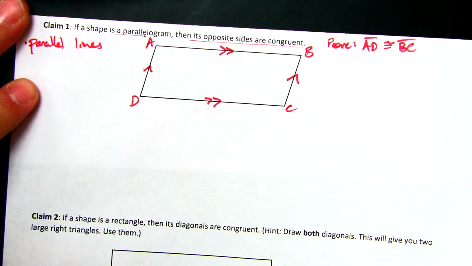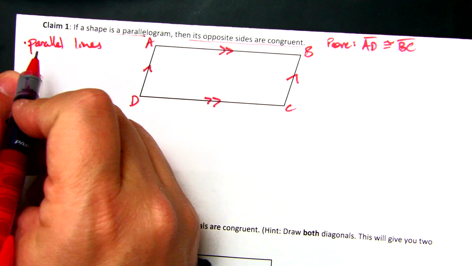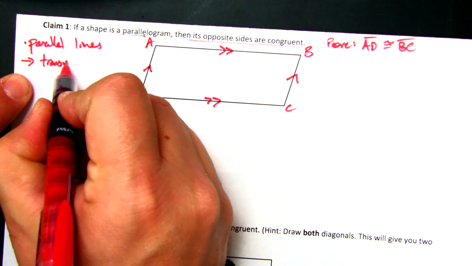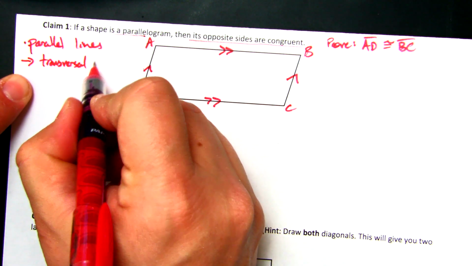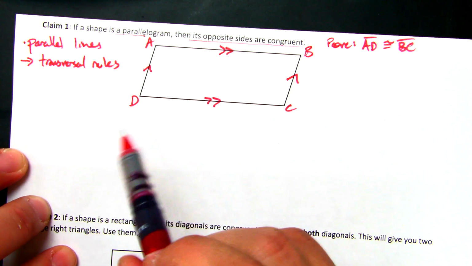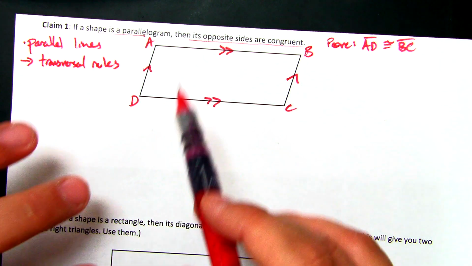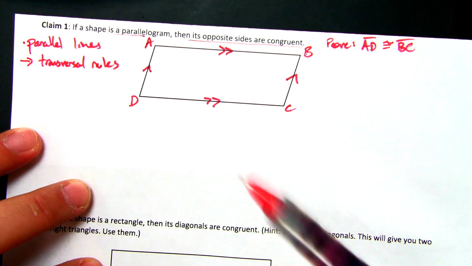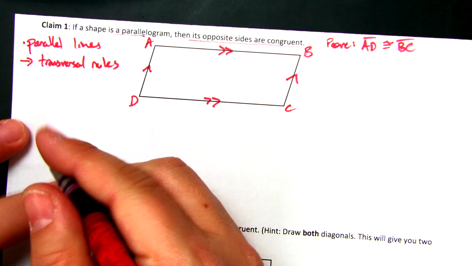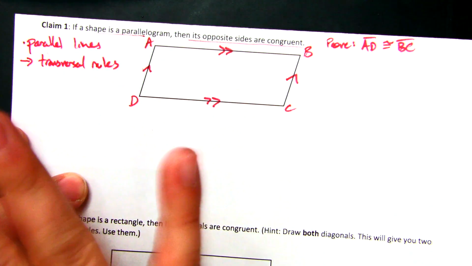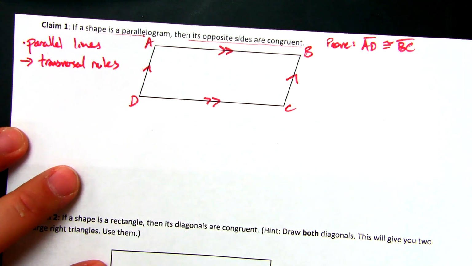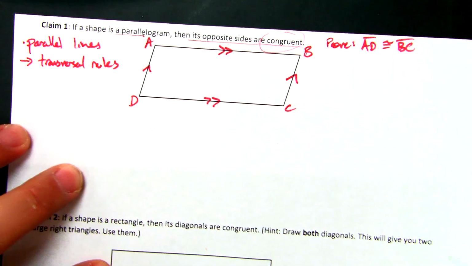And what do we know about parallel lines? Well, the one thing that we've used over and over again is these transversal rules. Just call them transversal rules, right? The angles formed by the transversal and the parallel lines create these pairs of angles that are congruent or supplementary, depending on which pair we're talking about. So I want to have that in the back of my mind. Okay. Another thing, well, we're trying to prove these two things are congruent.